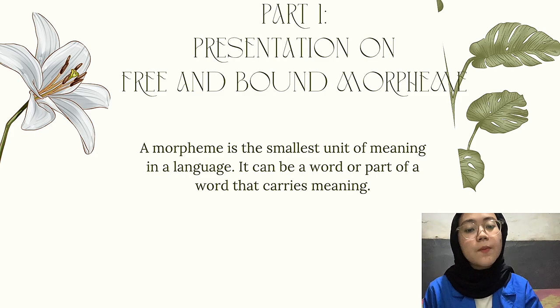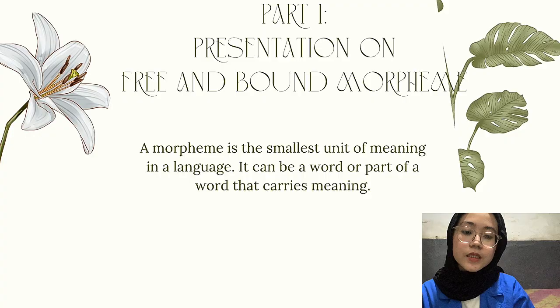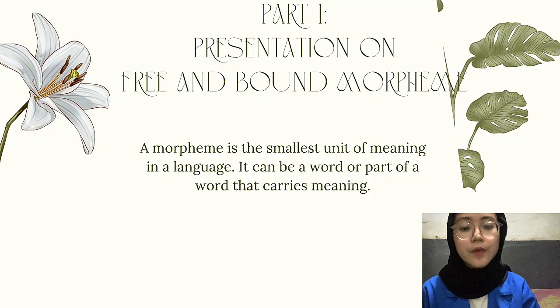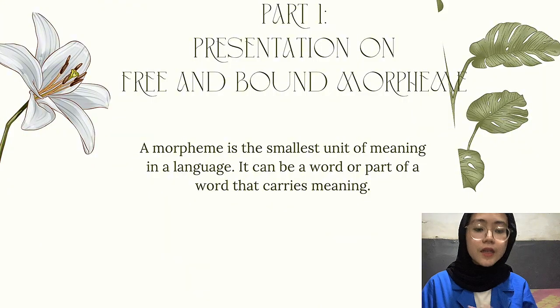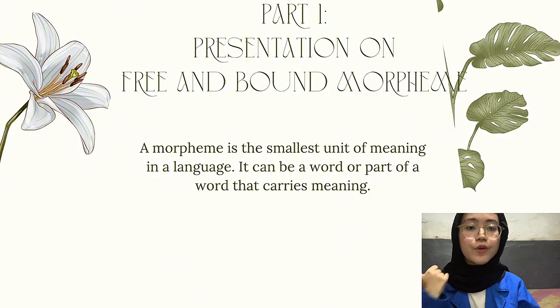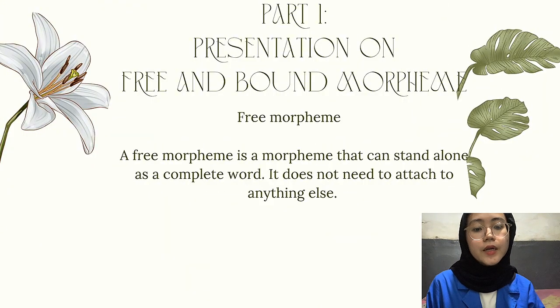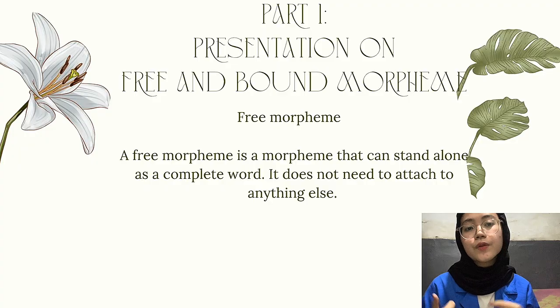First, what is a morpheme? A morpheme is the smallest unit of meaning in a language. It can be a single word or just a part of a word that carries meaning. Every word we use in daily life is made of one or more morphemes. Now, there are two main types of morpheme, free morphemes and bound morphemes. First, I will explain free morphemes.